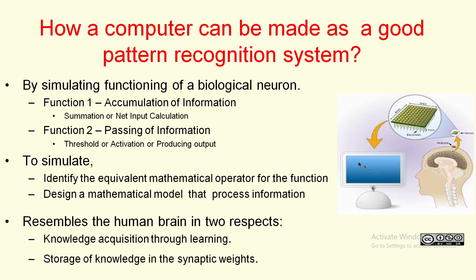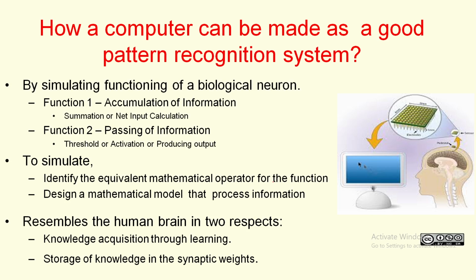The human brain has to be resembled by the artificial system in terms of two aspects. One is knowledge acquisition through learning, another one is storage of knowledge. Whenever data or some information is fed, the information is acquired as knowledge through processing, and that acquired knowledge has to be stored in the synaptic weights. These are the two ways in which our artificial version resembles the biological version.